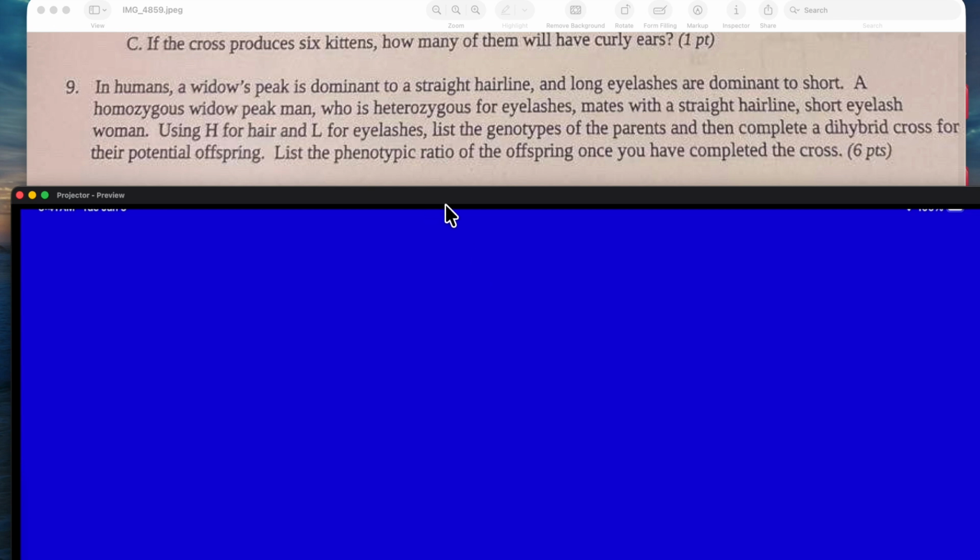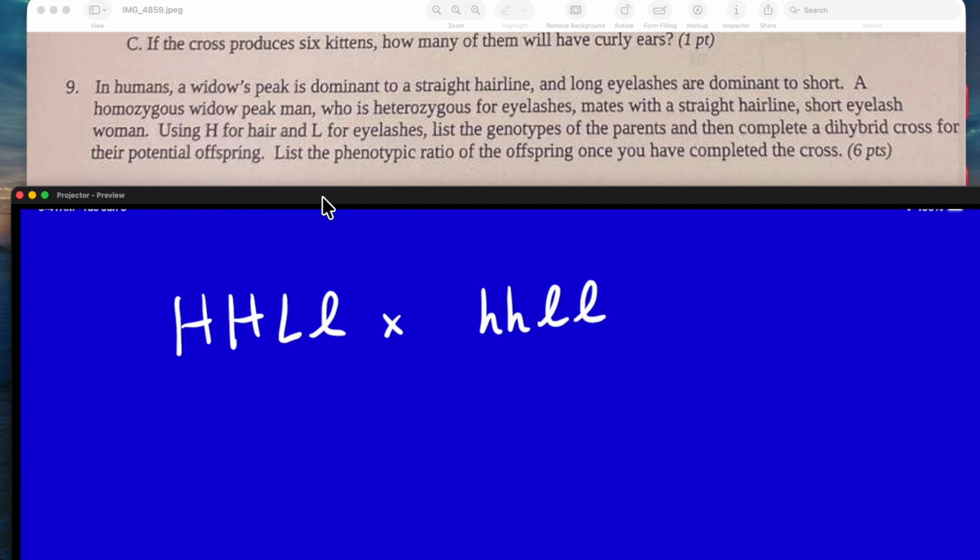Next, we are told that in humans, widow peak is dominant to a straight hairline, and long eyelashes are dominant to short. Okay, if we have a homozygous widow peak man, so that's going to be capital H, who is heterozygous for lashes, so let's call that capital L, small l, is crossed with a straight hairline, short eyelash woman, so that would be recessive for both alleles. So again, that's going to be recessive.